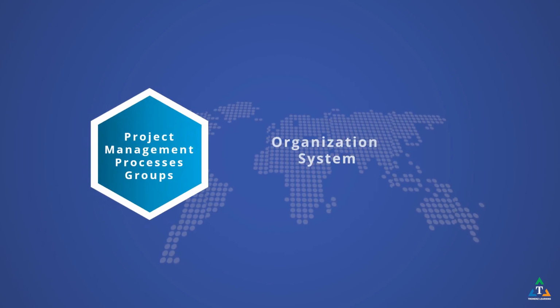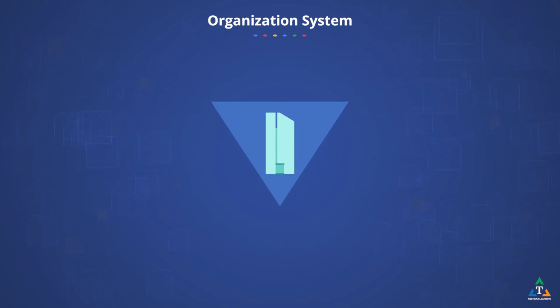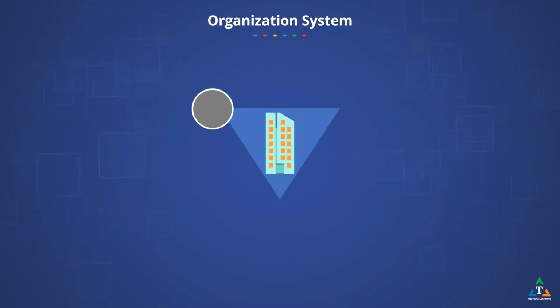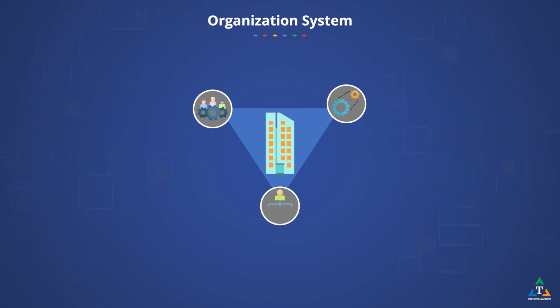Now let us discuss organization system. Projects operate within the constraints imposed by the organization through their structure and governance framework. To operate effectively and efficiently, the project manager needs to understand where responsibility, accountability, and authority reside within the organization.